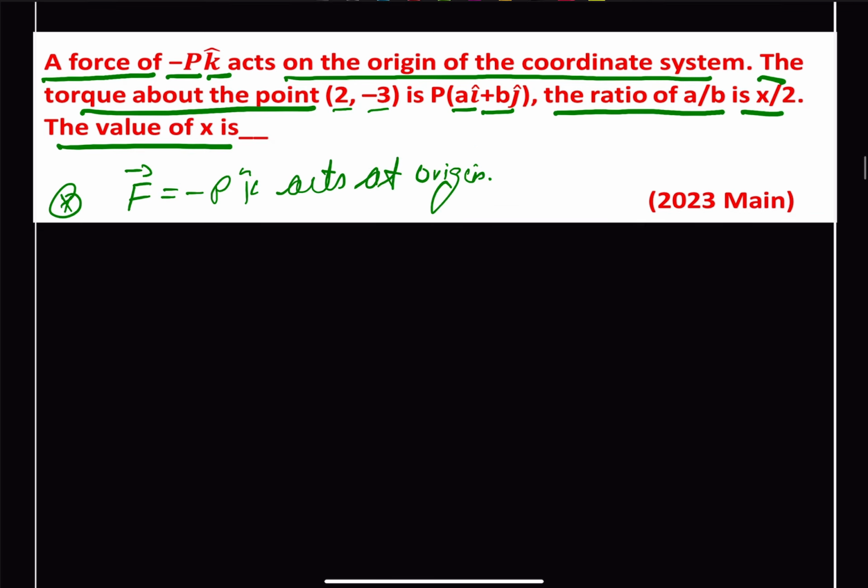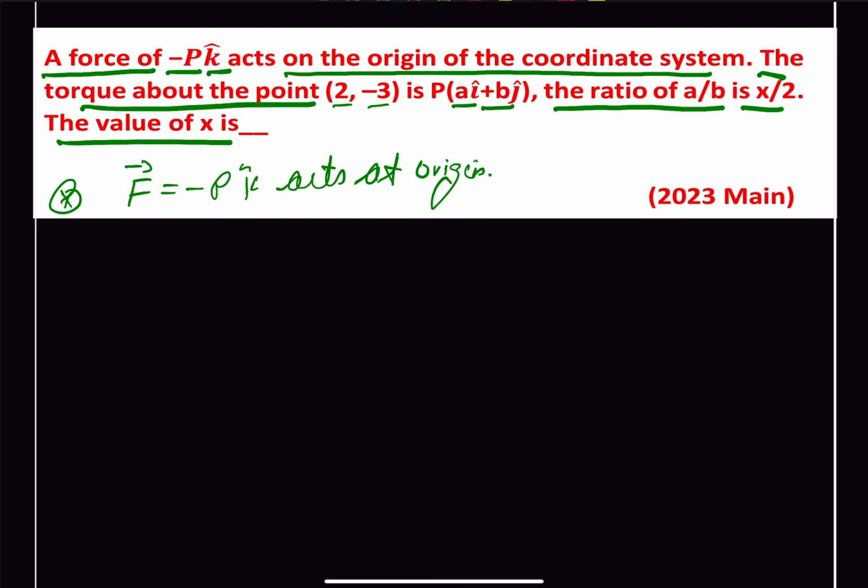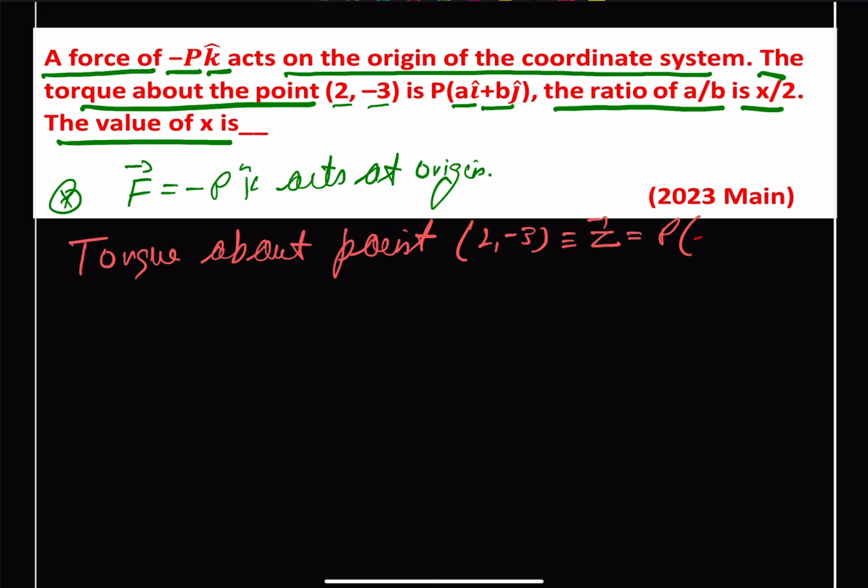And we are given the torque about the point is A i plus B j. So we are given that the torque about the point, that point is (2, -3), and that torque is, let us suppose, our tau, and this tau is given as P i unit vector plus B j unit vector.